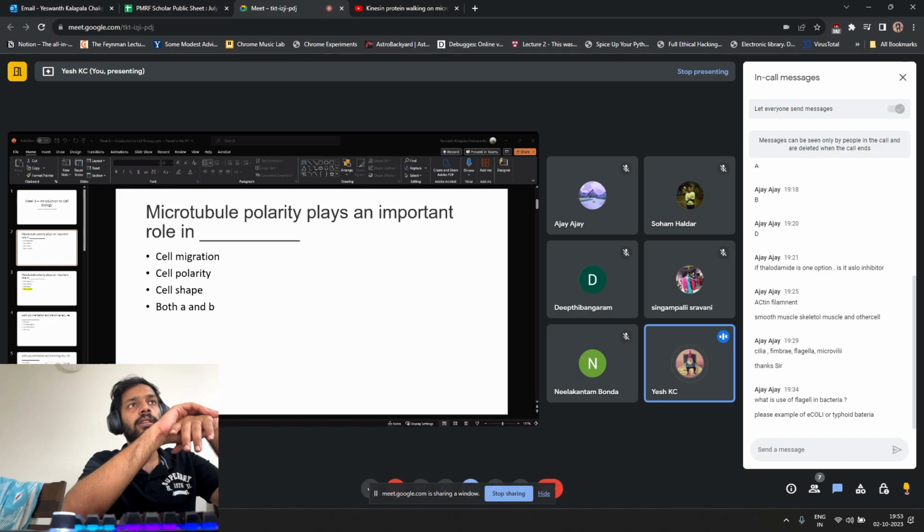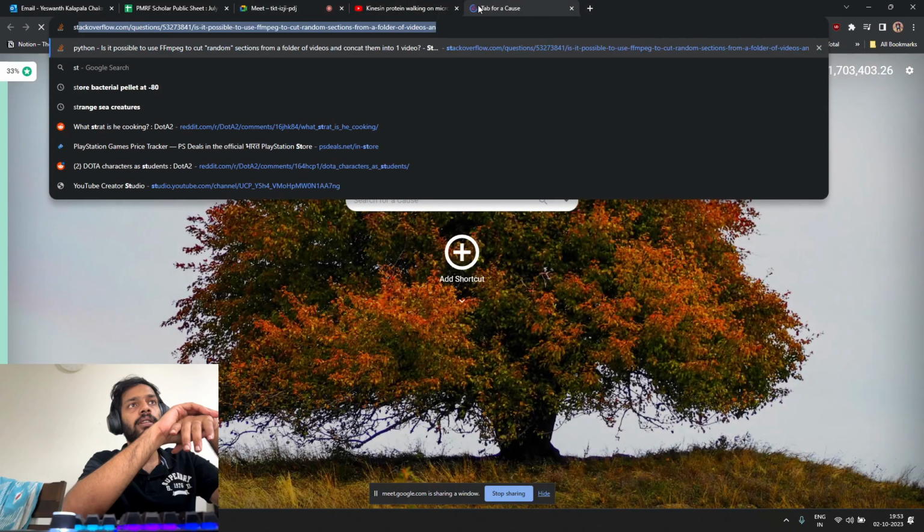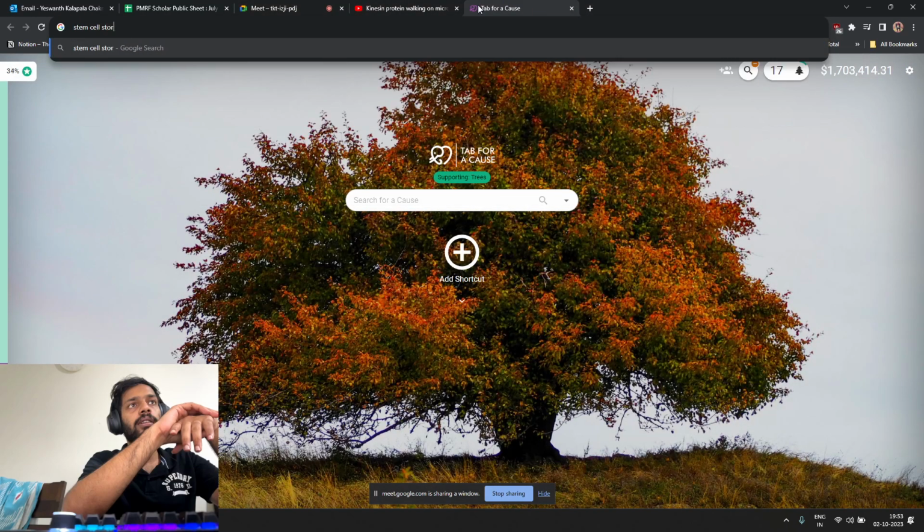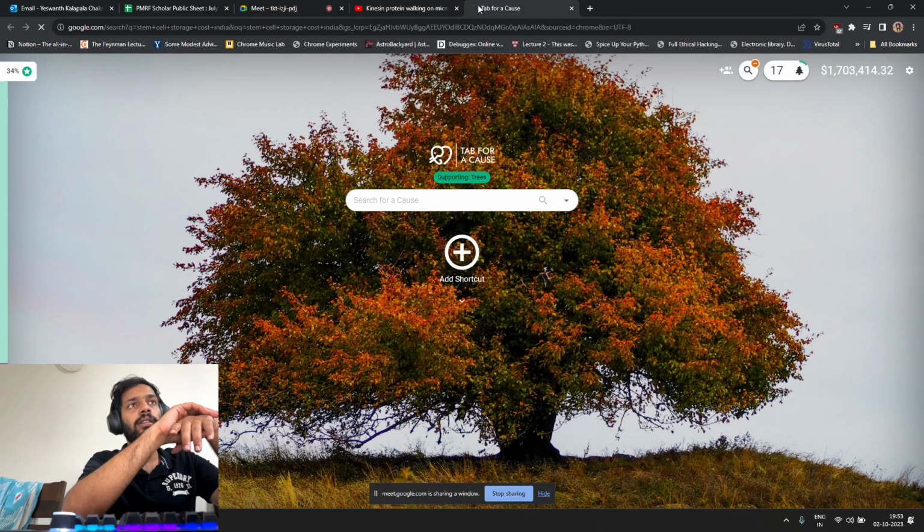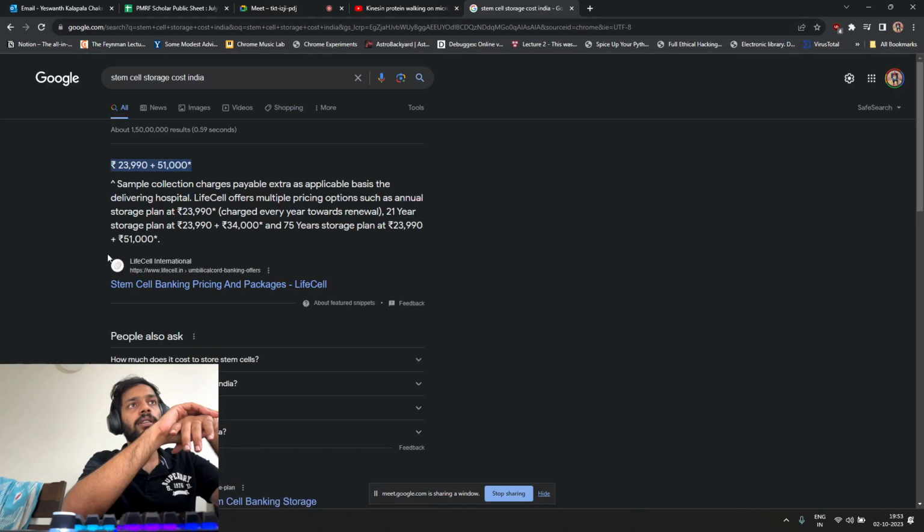But yeah, I do not know what the cost of storing stem cells is, and how many stem cell banks there are in India though. So, stem cell storage cost. They're saying 23,919 plus 51. Okay, so it's relatively cheap, I guess.